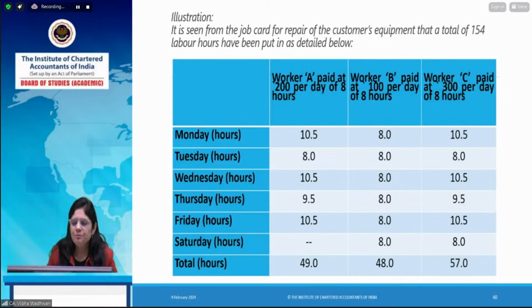So we take a note of this illustration. We'll start with this illustration quickly.